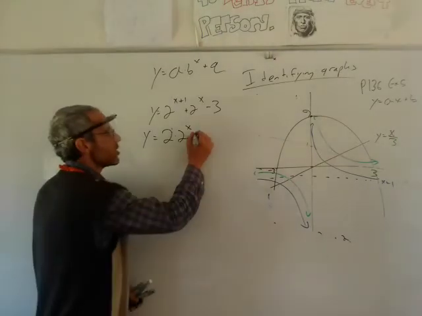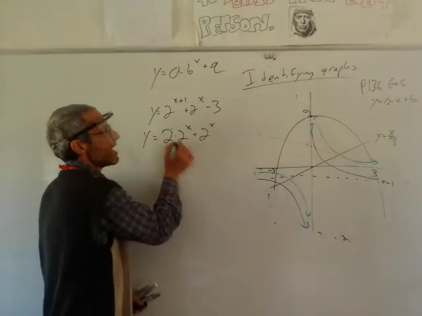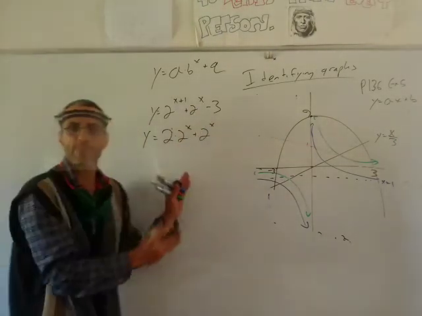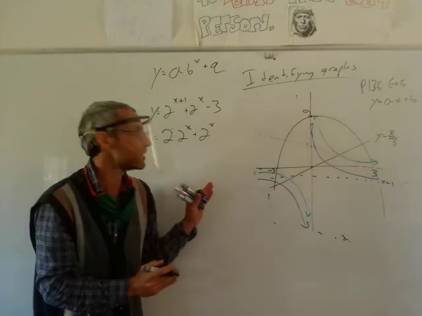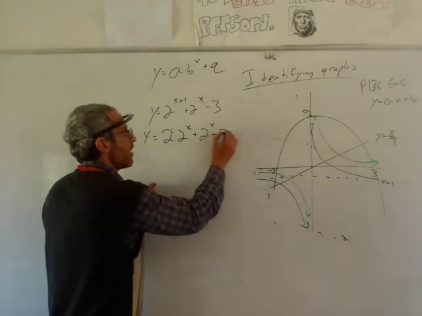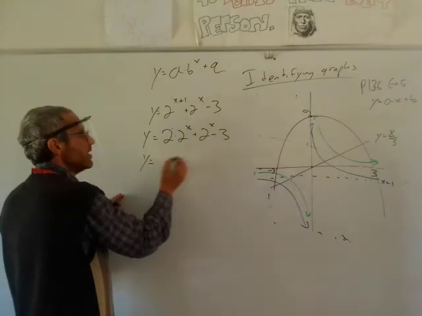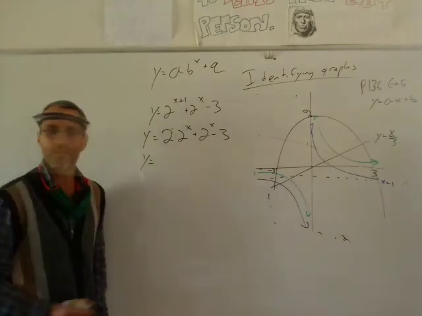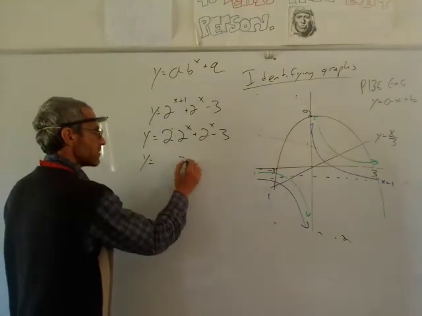Why am I doing it? Because now I've got the same power. I want it to have the same power, 2 to the power of x. Okay? Now I've got the same power, and I've got that minus 3. Now I can take a common factor, right? 2 to the power of x.